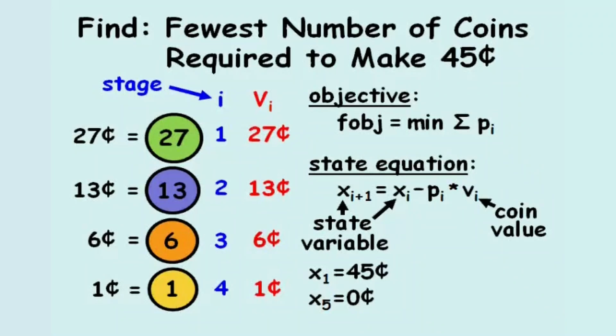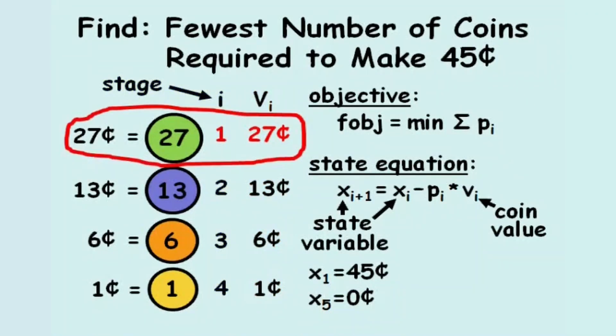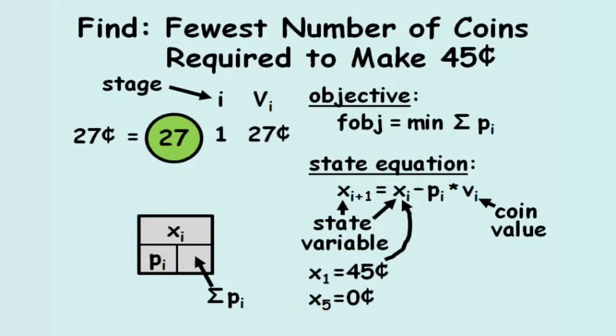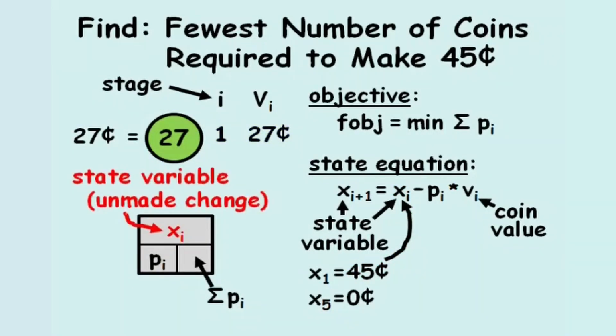Using the forward-reaching DP algorithm, we'll start at stage 1, where i equals 1 and Vi equals 27 cents. We also know x1 equals 45 cents. If we create a box diagram, we'll assign the top half to the state variable xi, and we'll assign the bottom half to the number of coins used to make change for stage i, and the number of coins used to make change through stage i.